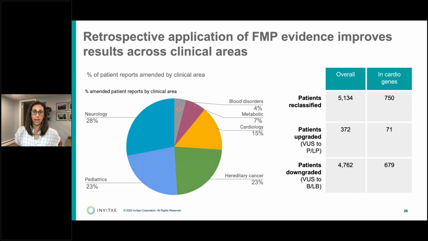In the pie chart here on the left, we see the breakdown of all the clinical areas in which a reclassified variant was associated. And note that 15% of the reclassified variants were in genes associated with cardiovascular disorders. Here on the right, we can see that there were over 350 patients in which the addition of FMP evidence reclassified their VUS towards pathogenic, and over 4,700 in which the VUS was reclassified towards benign. For patients who had variants in cardiovascular diseases, 71 patients received updated reports with reclassifications towards pathogenic, and 679 patients received reclassifications towards benign.